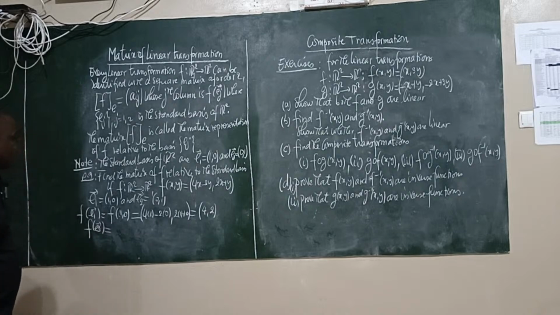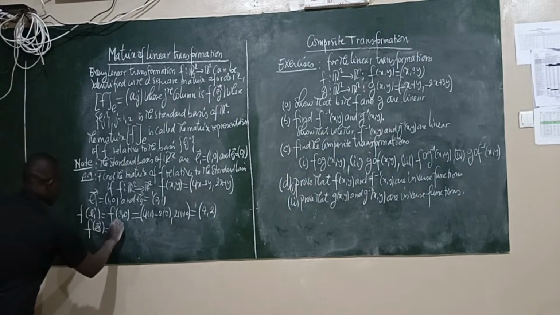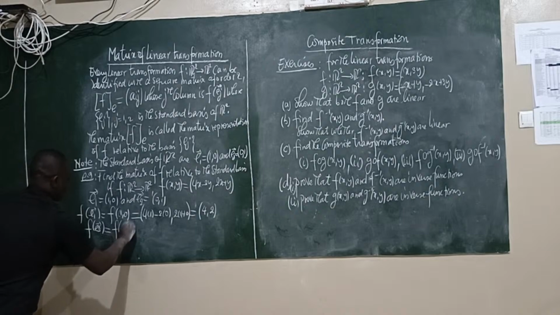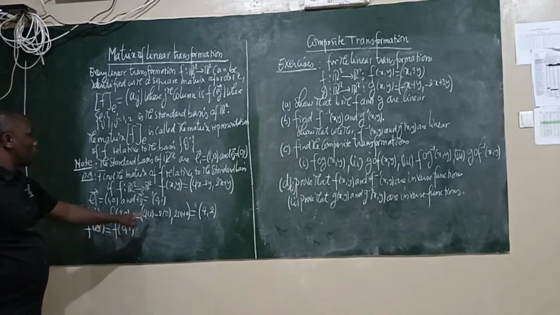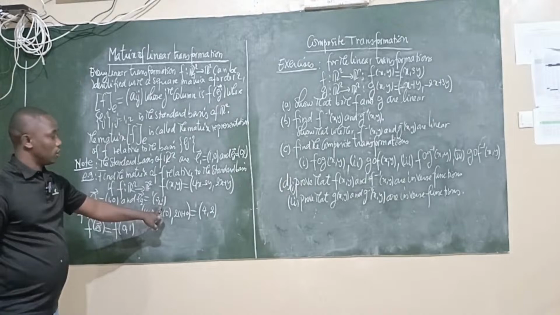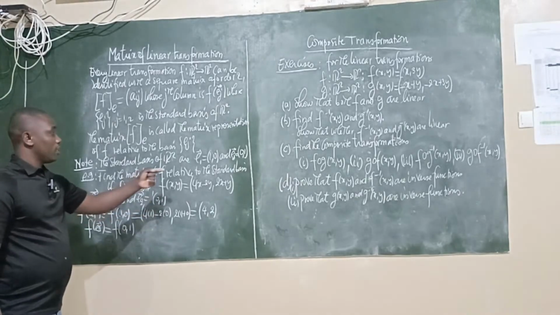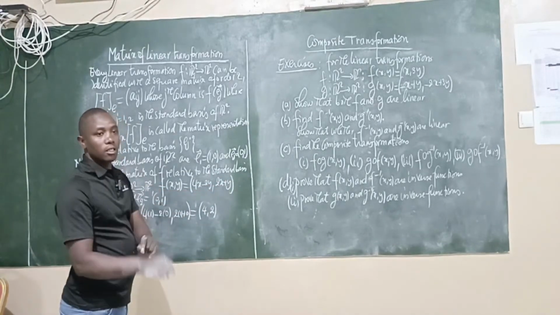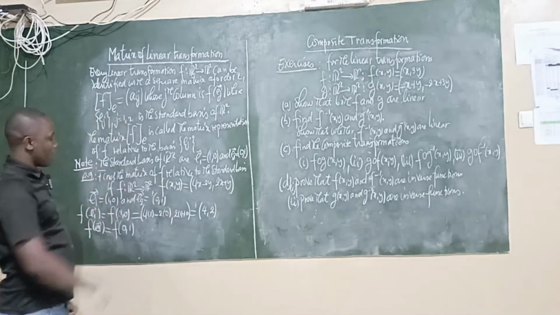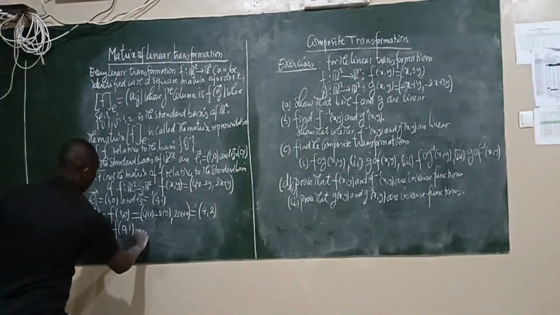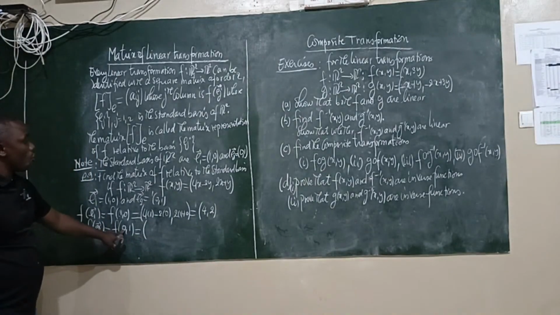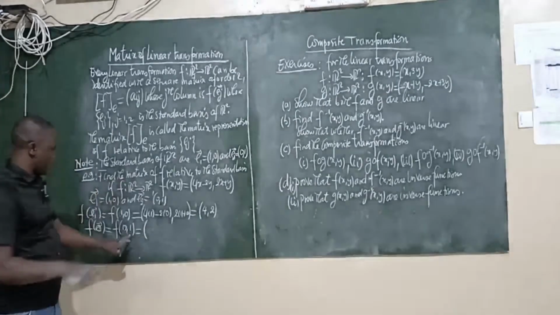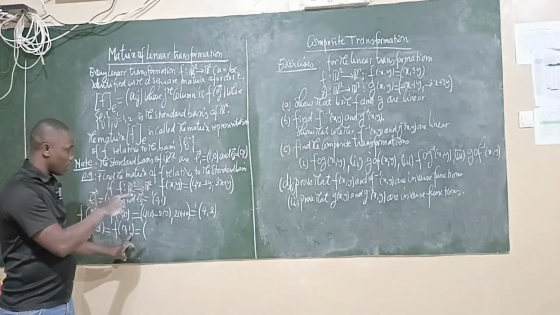F of E2, guys. F of E2 will be referred to as f of (0, 1) because E2 is (0, 1). Remember, we have the standard basis, not any other base. Now, 0 will be replacing x and y will be replacing y.